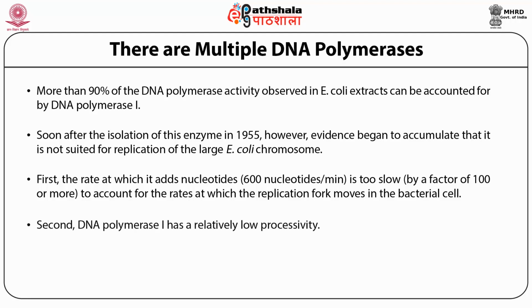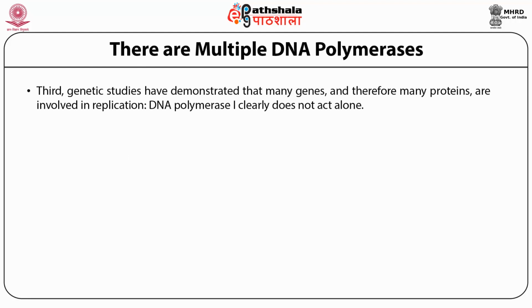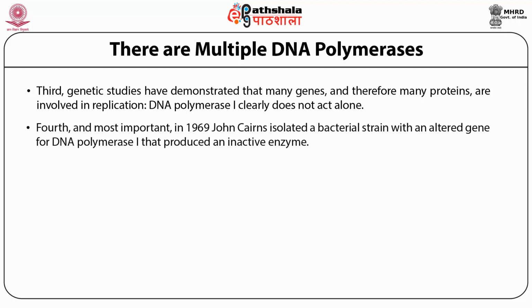Second, DNA polymerase 1 has relatively low processivity. Third, genetic studies have demonstrated that many genes, and therefore many proteins, are involved in replication, so DNA polymerase 1 clearly does not act alone in this process. Fourth, and most important, in 1969 John Cairns isolated a bacterial strain with an altered gene for DNA polymerase 1 that produced an inactive enzyme.